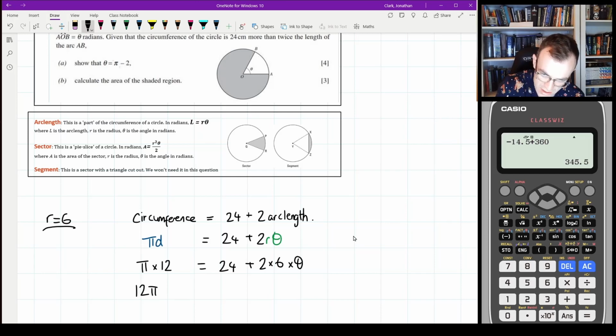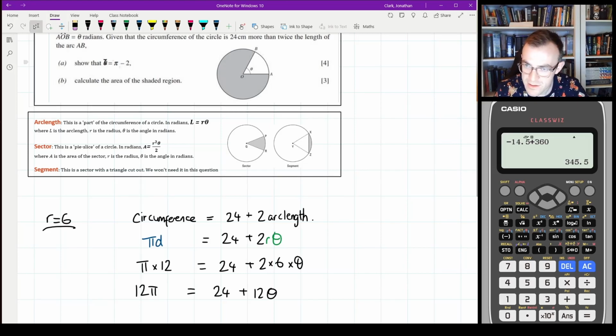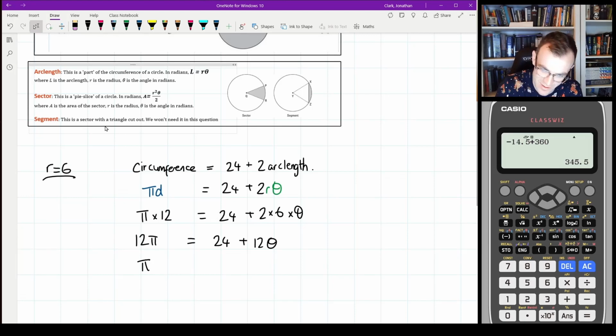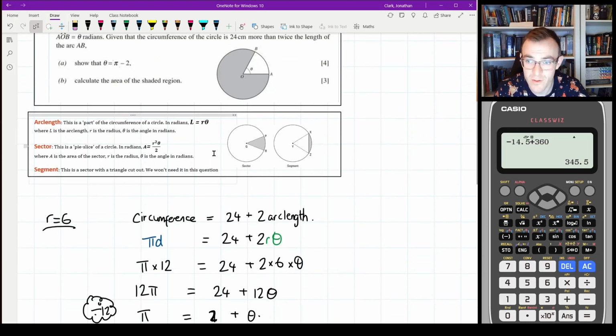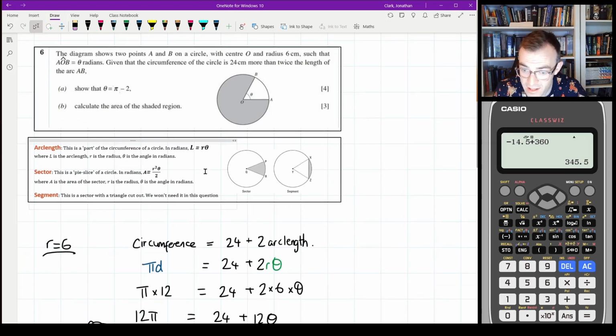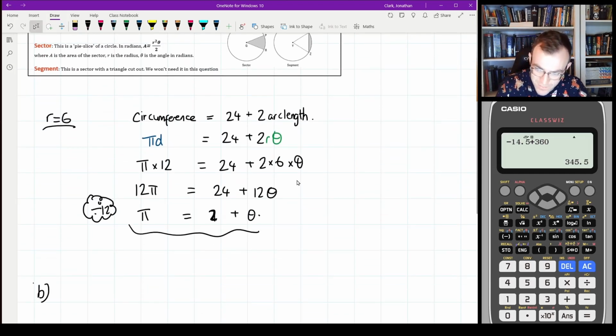So let's tidy this up. And already we're getting something that looks like that. This question looks quite abstract, but when you actually write down what's given, it works out quite nicely. So divide everything by 12 and I get my statement there. 4 marks, pretty good. And calculate the area of the shaded region.